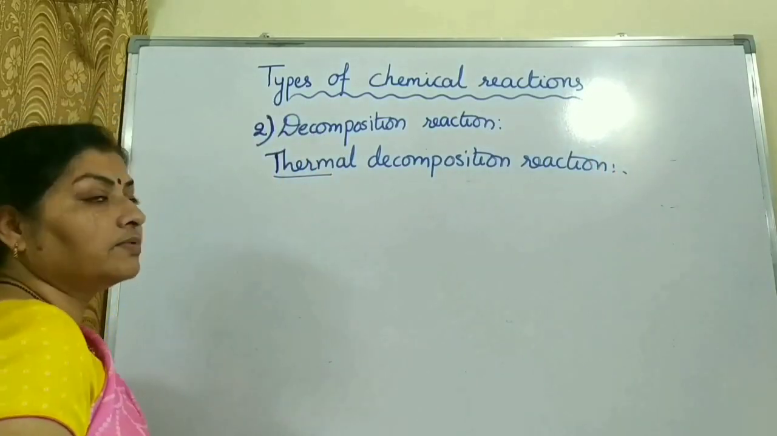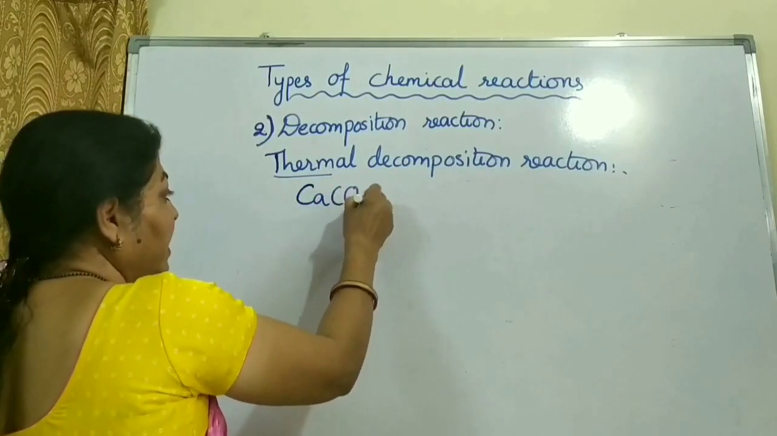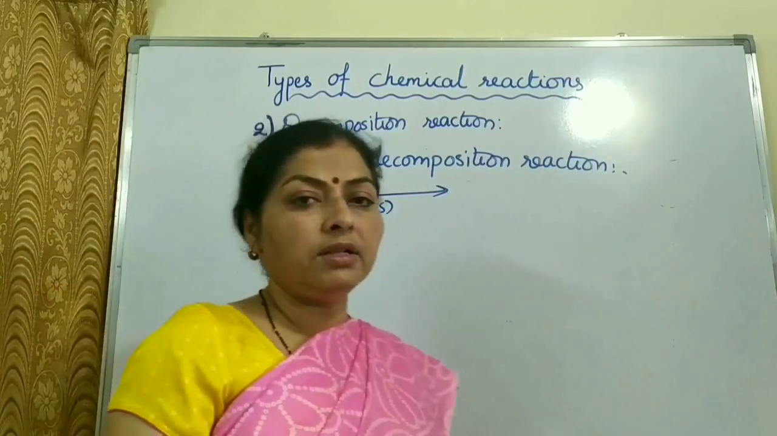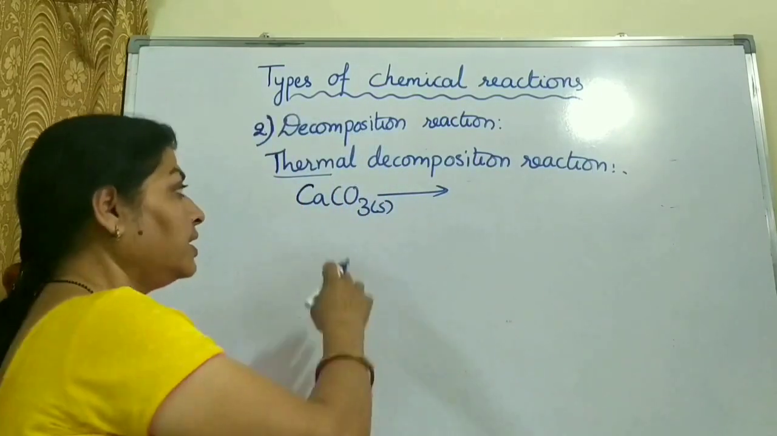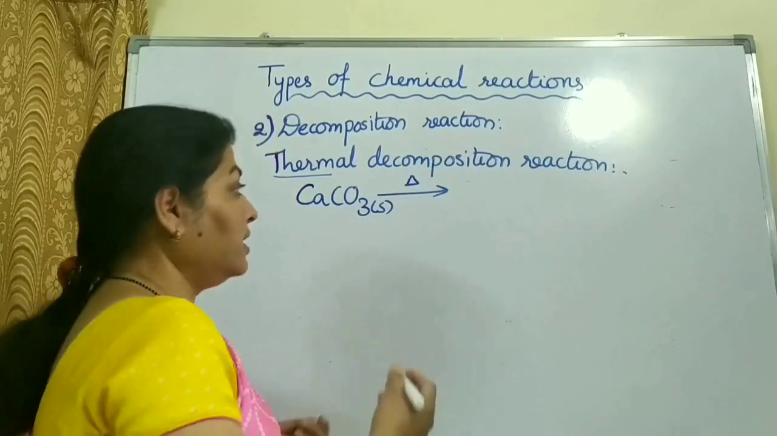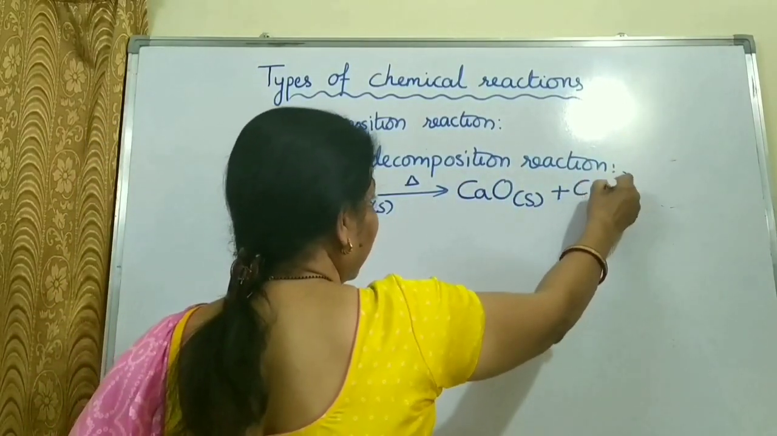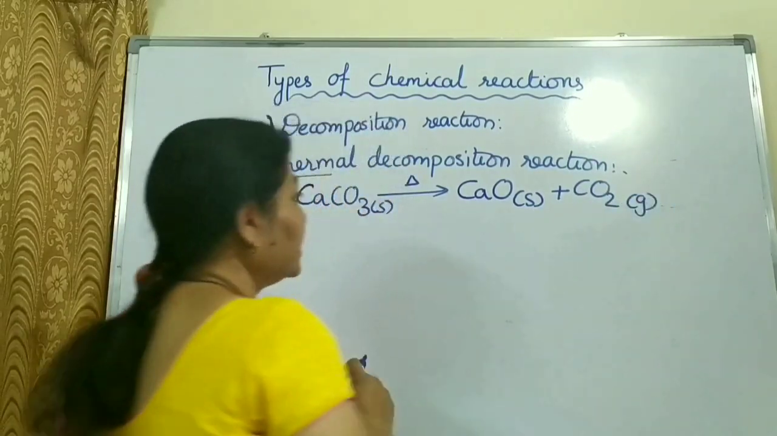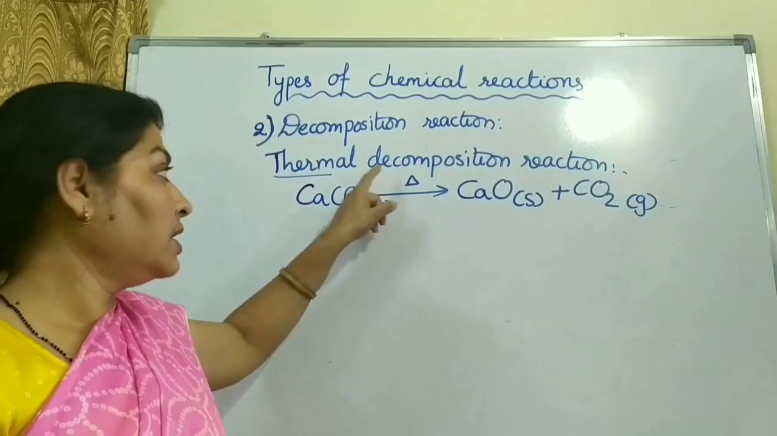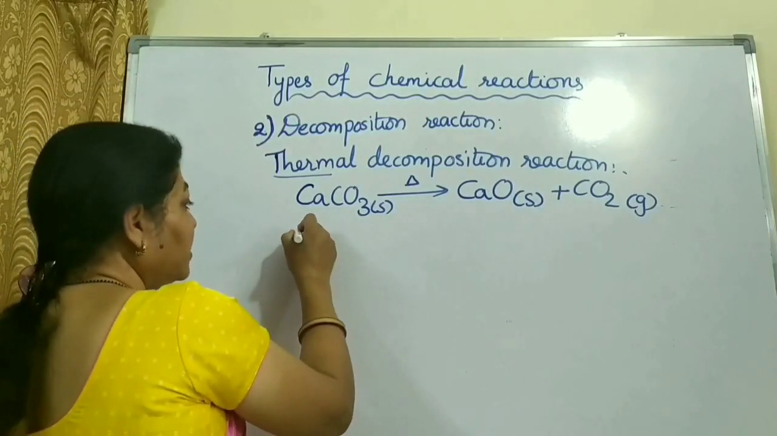So the few examples which are given in your syllabus are, one is decomposition of calcium carbonate. So calcium carbonate, as we call it as limestone or marble. Chalk is also calcium carbonate. It is solid in state, and if we are heating, a triangle sign on the arrow means we are heating. It will give calcium oxide and CO2 gas. So a single substance breaks into two or more substances by the action of heat is known as a thermal decomposition reaction.